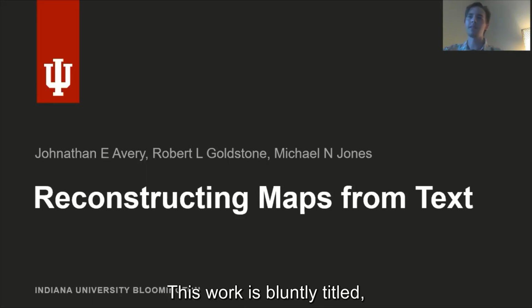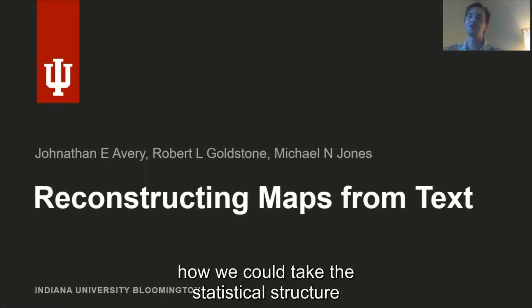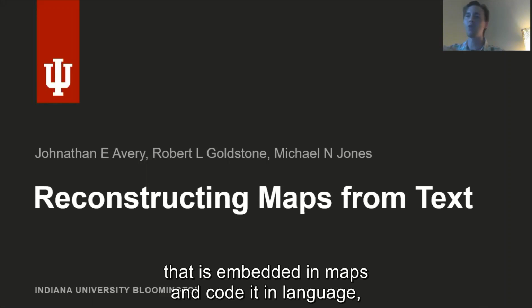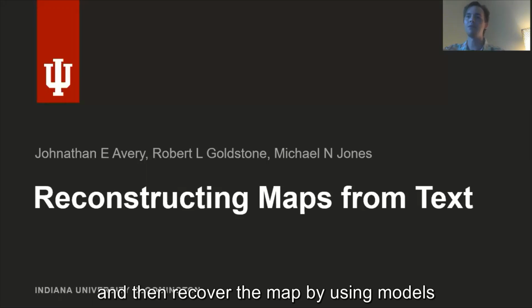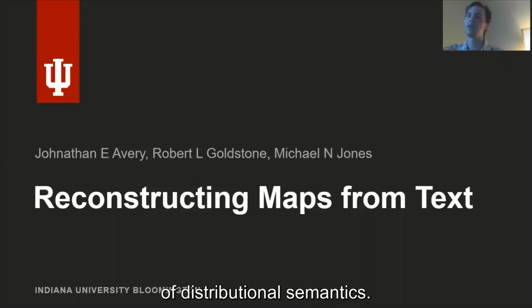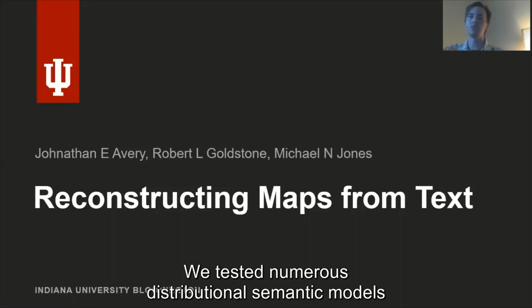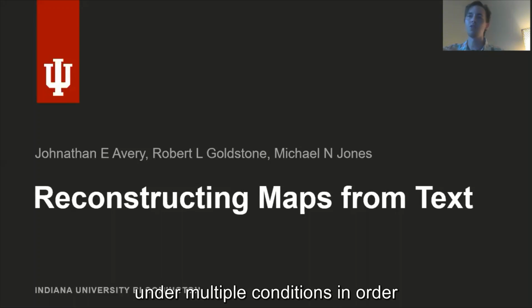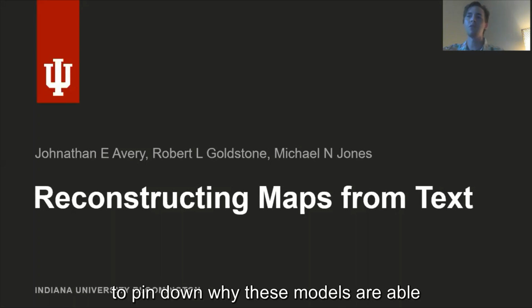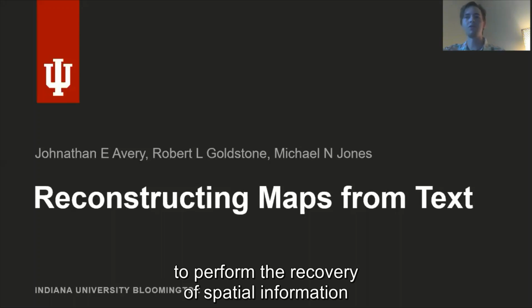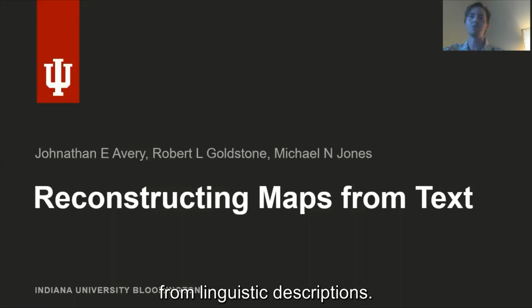This work is blandly titled Reconstructing Maps from Text. The theme of this project was to see how we could take the statistical structure that is embedded in maps, encode it in language, and then recover the map by using models of distributional semantics. We test numerous distributional semantic models under multiple conditions in order to pin down why these models are able to perform the recovery of spatial information from linguistic descriptions.